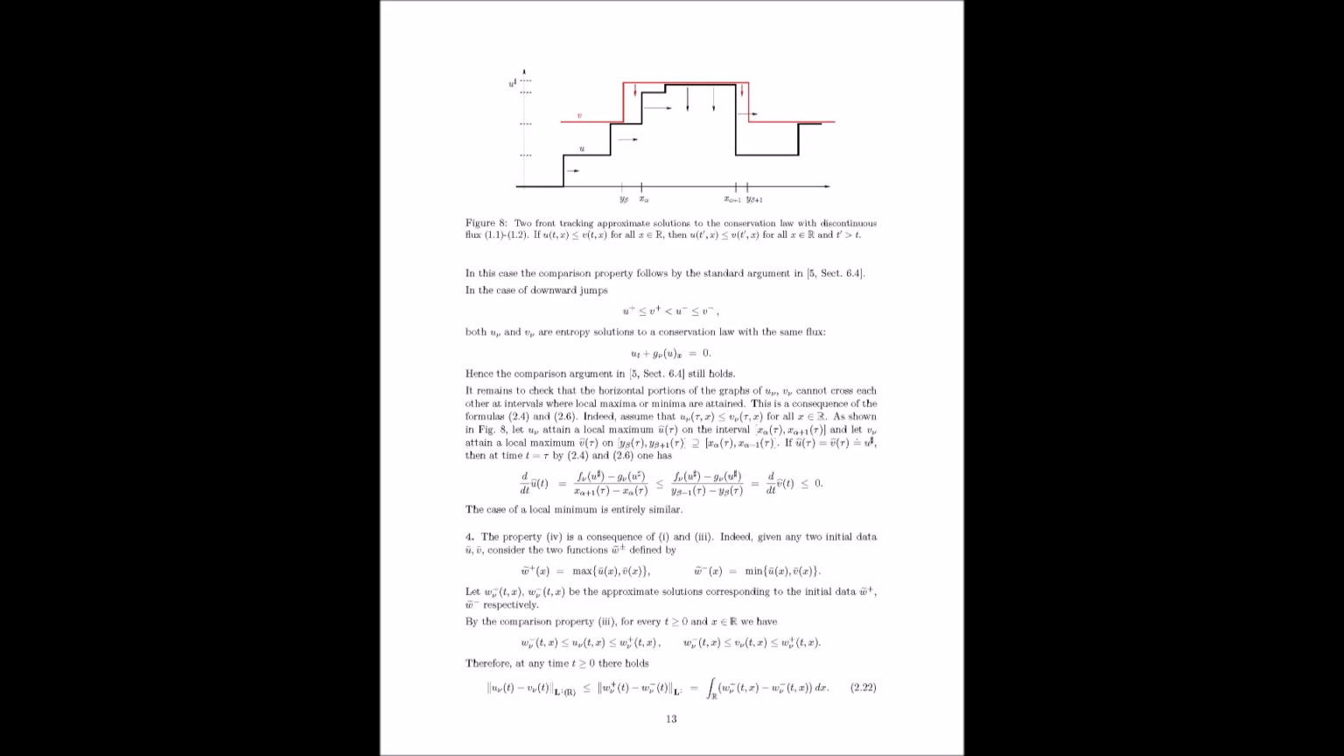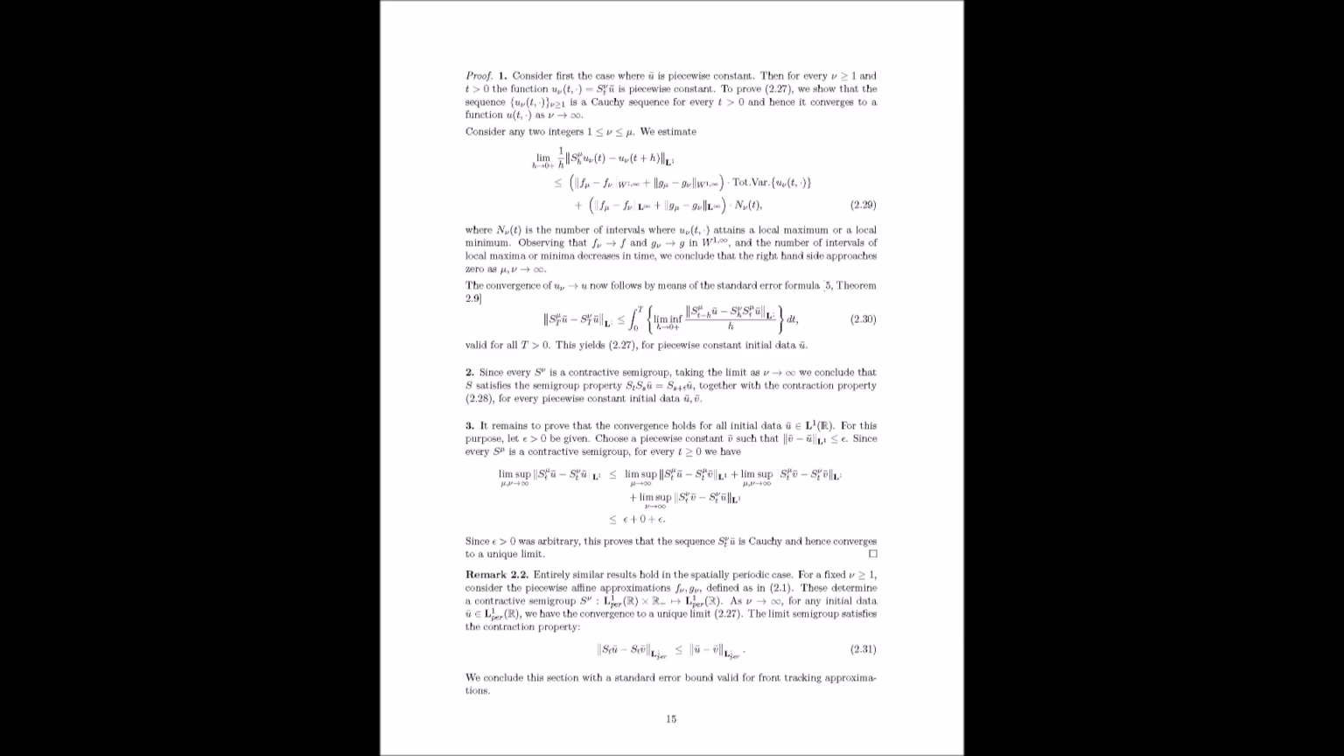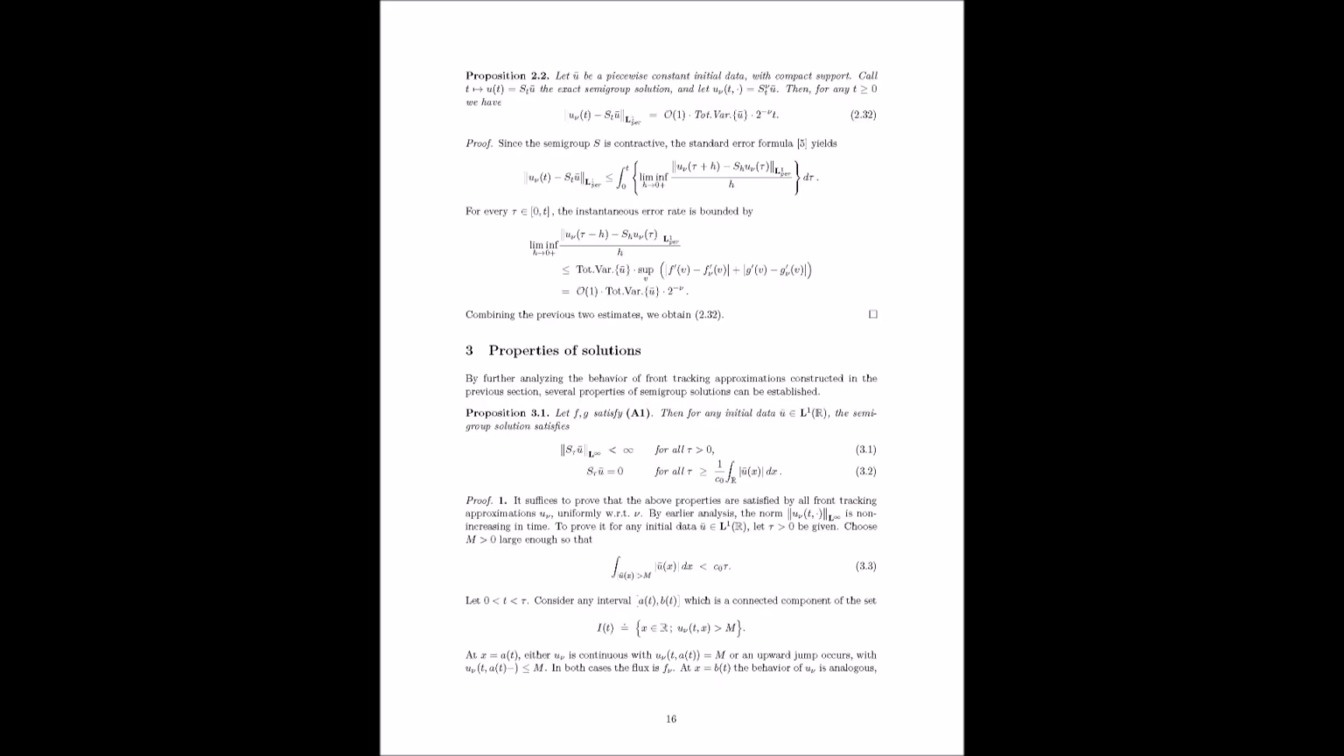Yeah, it's impressive. So on page 16, remark 2.2 reassures us that these results hold true for the spatially periodic case as well, which justifies our focus on L1 per. Right. And then they introduce proposition 2.2, which gives us a standard error bound for those front tracking approximations. You can see that in equation 2.32. Okay. So this is really valuable because it quantifies how well those approximations are capturing the true solution. So we have a measure of the accuracy.